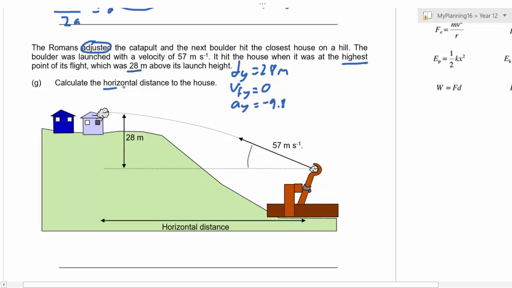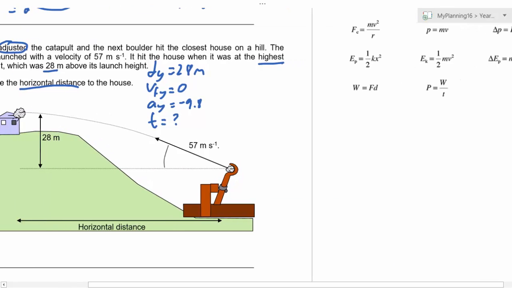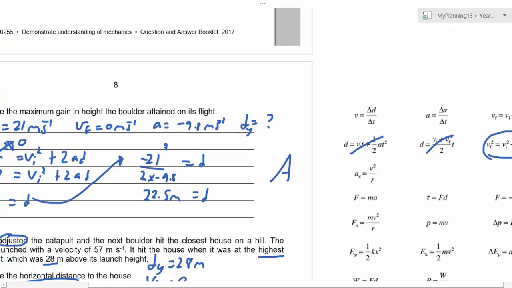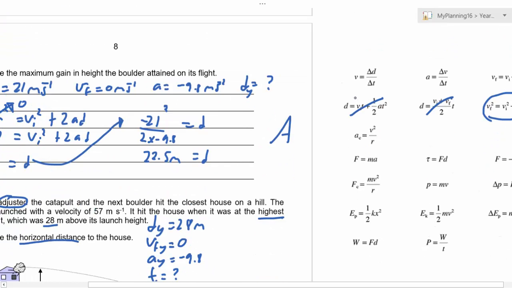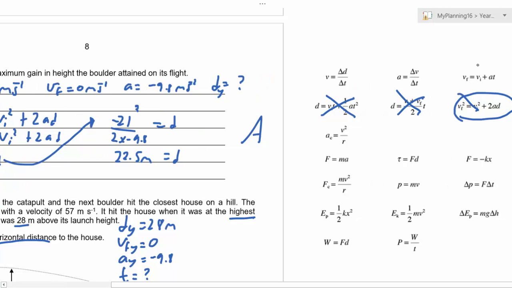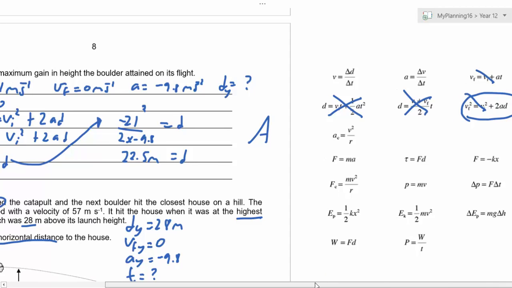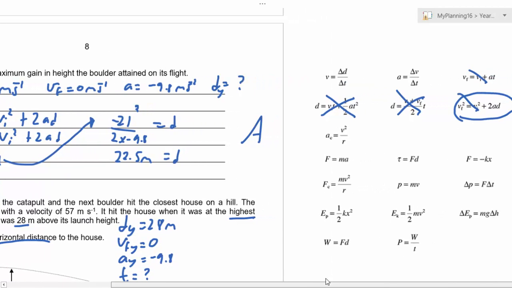So it says calculate the horizontal distance to the house, but in order to calculate the horizontal distance, I need to first calculate the time. So I'm looking for an equation that doesn't have vi in it. So I've come back over to my equations that I just had. That one's got vi in it, that's got vi in it, that one's got vi in it, and that one's got vi in it. So I'm a little bit stuck. And so essentially I have to choose one. So it doesn't really matter which one I choose.